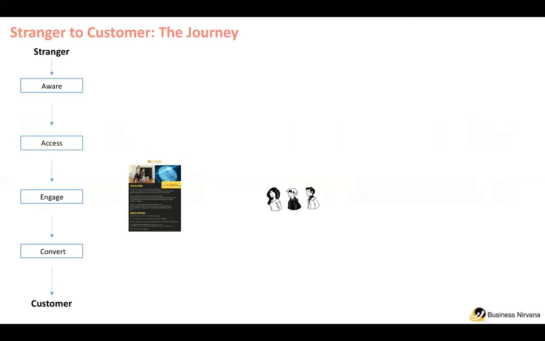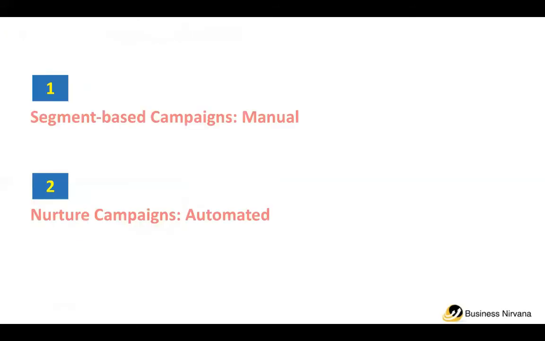Okay, so let's look at that journey again. Just the same way that your target market could exit the funnel at the access stage, they could exit from this stage as well. They might not make their way down, which is what we want to do. We want to bring them to the next stage, to convert. So in order to make sure they don't run away after reading the newsletter, we can do two things. One is manual and one is automated. So we're going to talk about the first one, which is segment-based campaigns.